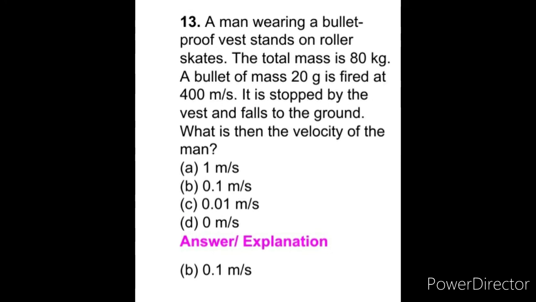Question number 13. A man wearing a bulletproof vest stands on roller skates. The total mass is 80 kg. A bullet of mass 20 gram is fired at 400 meter per second. It is stopped by the vest and falls to the ground. What is then the velocity of the man? A. 1 meter per second. B. 0.1 meter per second. C. 0.01 meter per second. D. 0 meter per second. The answer is B. 0.1 meter per second.